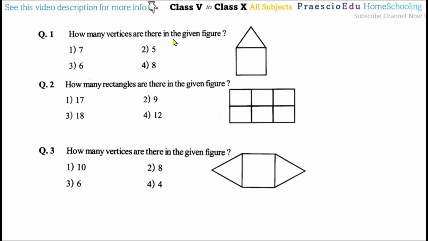So how many vertices are there in the given figure? So this is 1, 2, 3, 4 and 5, means option number 2 is correct.